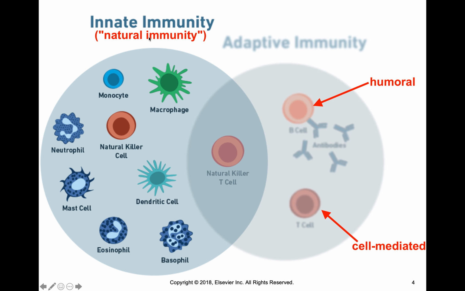So again, innate or natural immunity contains all of these components, the NK cells, monocytes, macrophages, etc. Then adaptive immunity consists of B cells and T cells. Again, T cells are made up of CD4 and CD8, and then the B cells produce antibodies that respond to antigens.